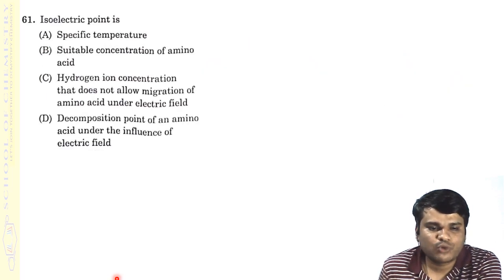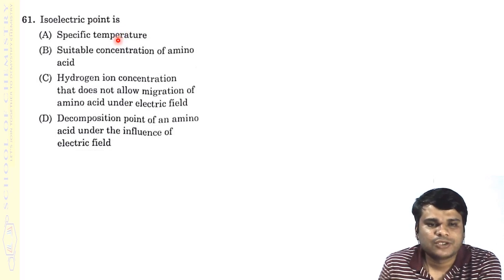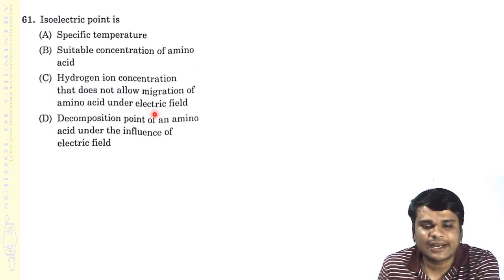Right, this is also one more straightforward question. Isoelectric point, a very basic one. It is the pH at which the amino acid will move neither towards the cathode nor towards the anode. That particular pH we call the isoelectric point, and it is exactly this hydrogen ion concentration that does not allow migration of the amino acid under an electric field.